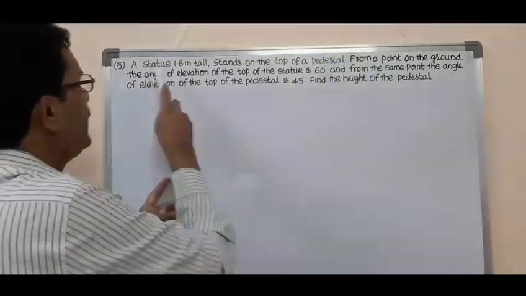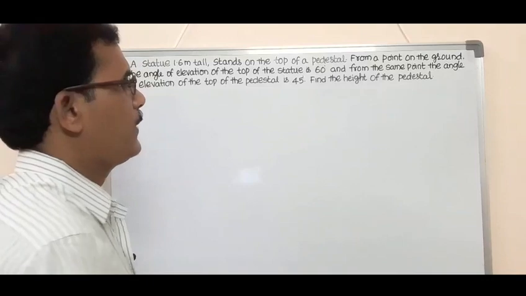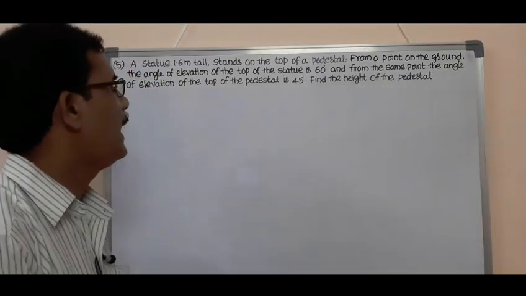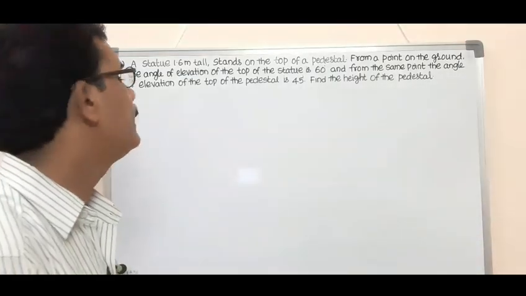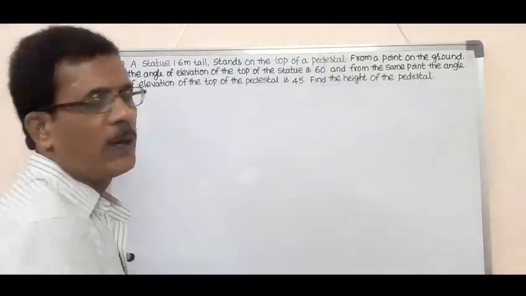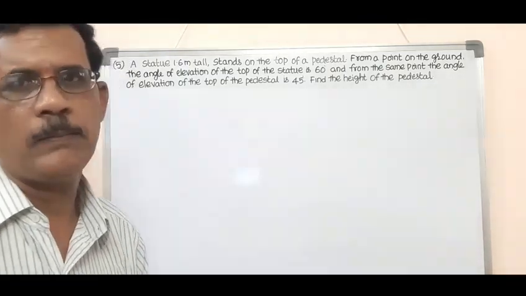Next problem. A statue 1.6 meters tall stands on the top of a pedestal. From a point on the ground, the angle of elevation of the top of the statue is 60 degrees, and from the same point the angle of elevation of the top of the pedestal is 45 degrees. Find the height of the pedestal.